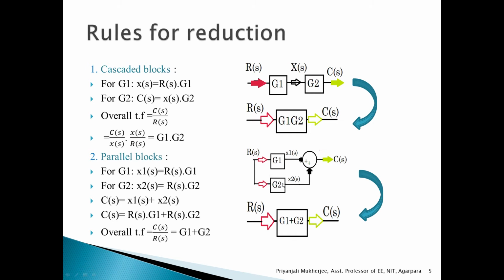Now the parallel blocks with G1 and G2 can be replaced by a single block with transfer function equal to the sum of the individual transfer functions of the blocks. For the G1 block, we can say that R(s) into G1 is equal to X1(s), and for the G2 block, R(s) into G2 is equal to X2(s), and the total output C(s) is equal to X1(s) plus X2(s). Now we can put the values of X1(s) and X2(s) from these two equations, and then we can find the overall transfer function C(s) by R(s) is equal to G1 plus G2.